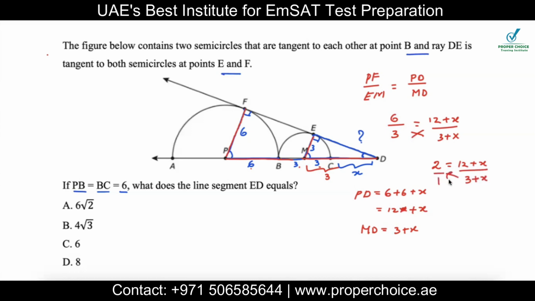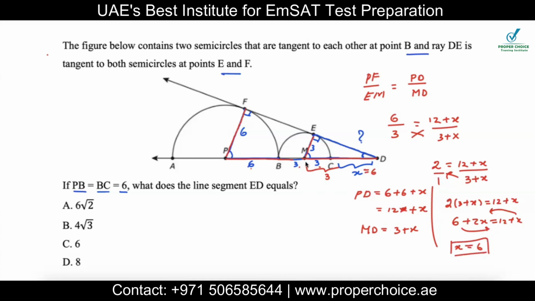Now you can do cross multiplication: 2 times (3 plus x) equal to 12 plus x. So it's going to be 6 plus 2x equal to 12 plus x. Take this x to the other side and take this 6 to the other side. 2x minus x is x, and 12 minus 6 becomes 6. Whenever you take a number from one side to the other, you'll be subtracting. I got the length of x as 6.